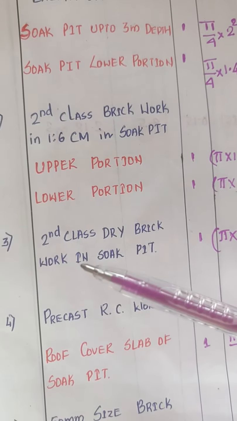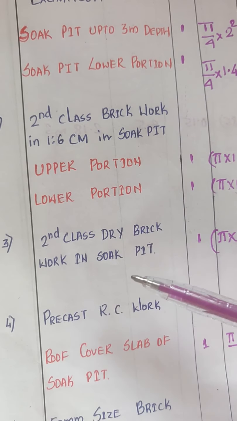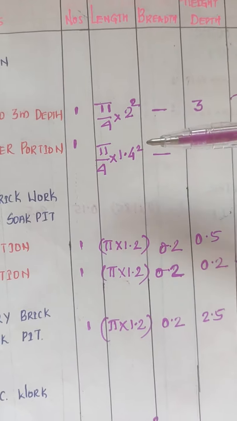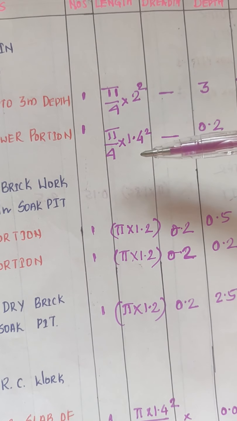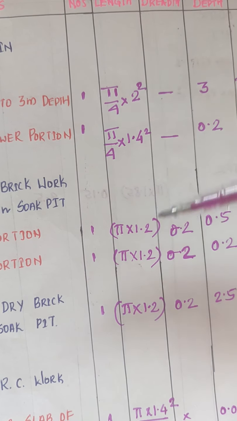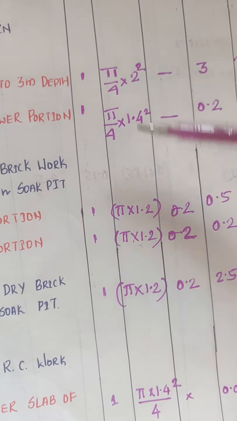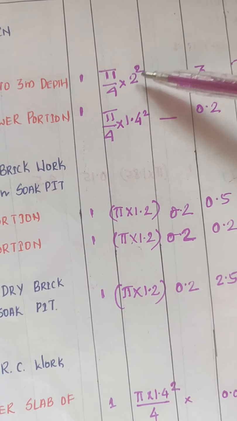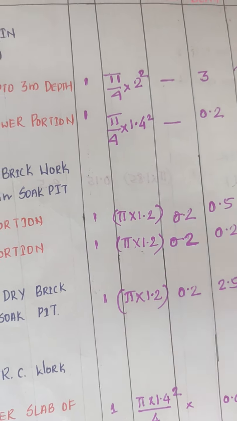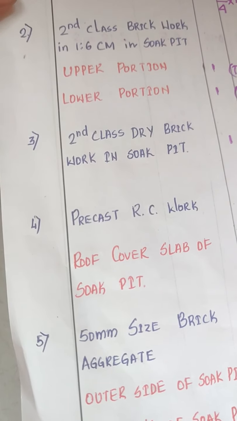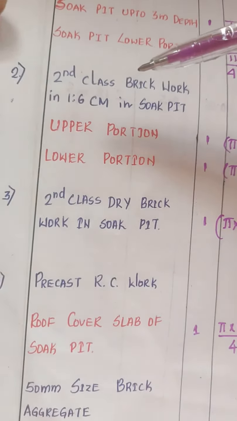Then second class dry brickwork in soak pit, how we got this, and I have also told you where to take the area and where to take the perimeter, right? I told you the difference, why it is pi by 4 into d square here, and why it is pi into d here. So similarly, moving on to the next quantity. In the first part I have discussed these three quantities.